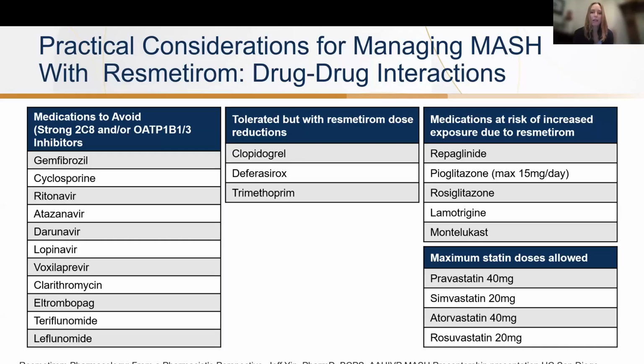On the right-hand side, medications that are at risk of increased exposure due to resmetirom are those listed here, like montelukast, pioglitazone is listed on here. And then on the right lower hand side, depending on the metabolic pathway, sometimes your lipid lowering agents do need to be given at a lower dose. So perhaps if a patient is on 40 milligrams of simvastatin, you do need to lower that to 20 milligrams, and the same with rosuvastatin during the duration of resmetirom therapy.